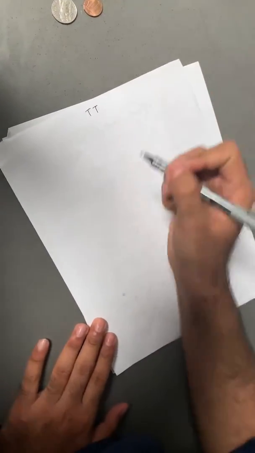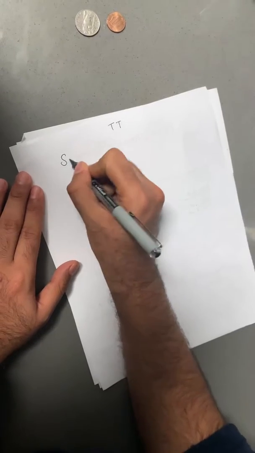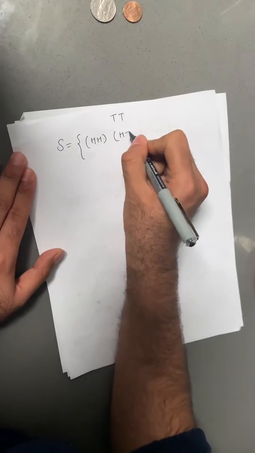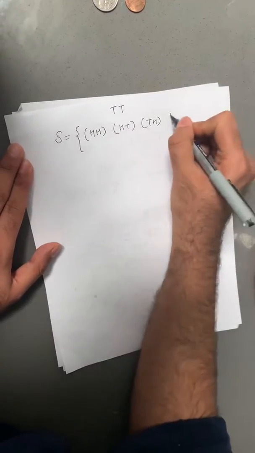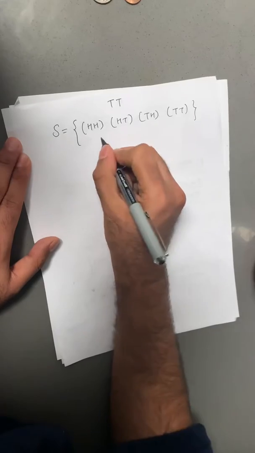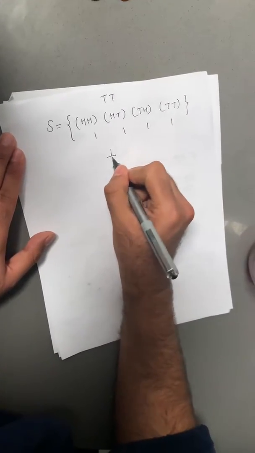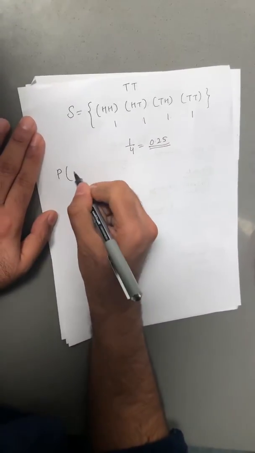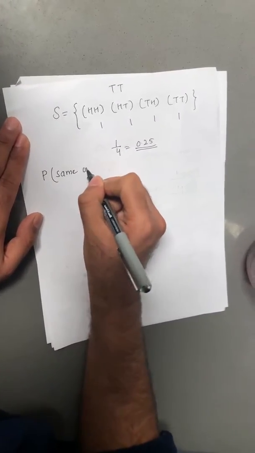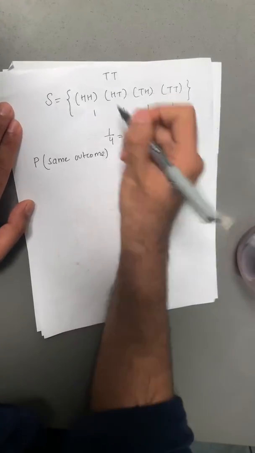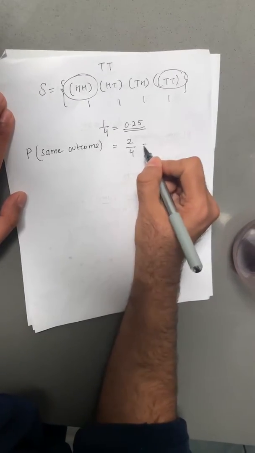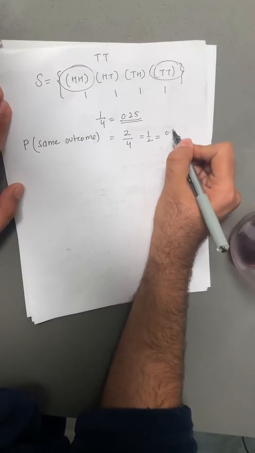You want to write that down? The full strategy set is heads, heads; heads, tails; tails, heads; and tails, tails. Each of these occurring with probability 0.25. The probability that Drew and I get the same outcome, i.e. heads, heads, or tails, tails, occurs with probability 0.5.